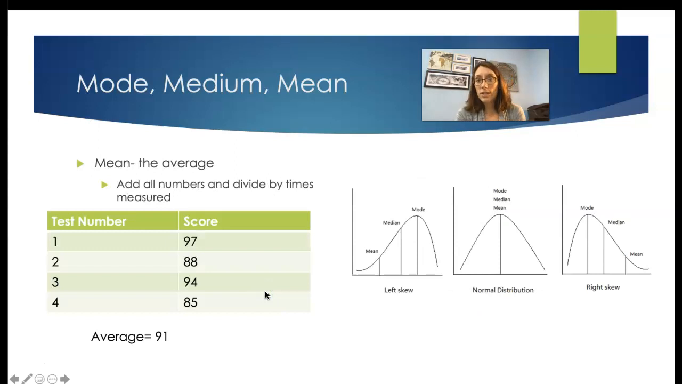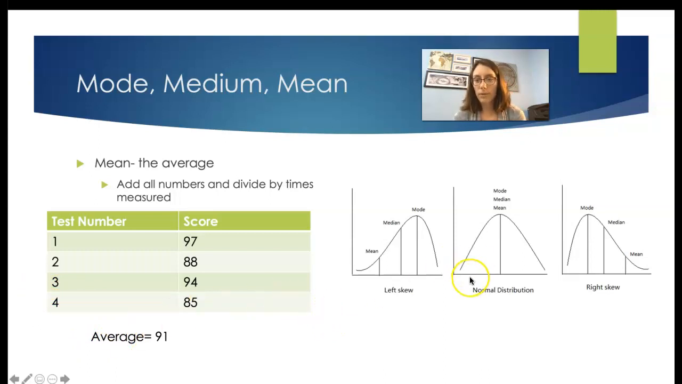Speaking of averages, that's actually called the mean in statistical speak. That's all numbers added up and divided by the times that it was measured. For example, if we have 4 people that took a test, one of them got a 97, an 88, a 94, and an 85. If we add all of these up and divide by 4, because that's how many tests we had, we get our average. You guys have been dealing with averages for a very long time.